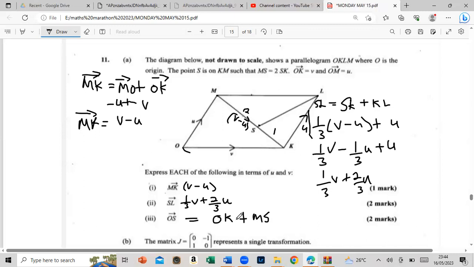So boom, we have OK. So OK would be U, and then KS would be minus. All right, so we're gonna put a minus in front of this, whatever this length was. And we had said that SK is equal to 1/3 V minus U. So put a negative in front of it.